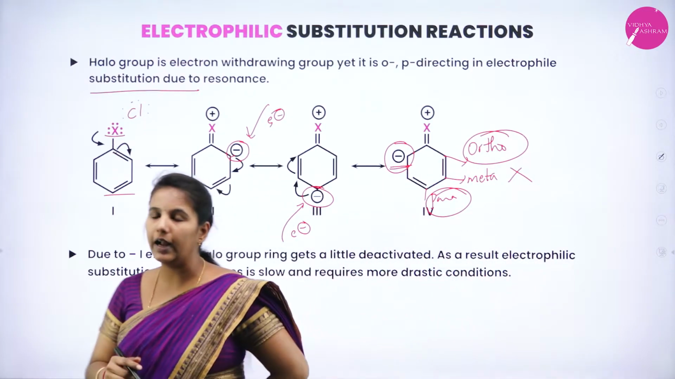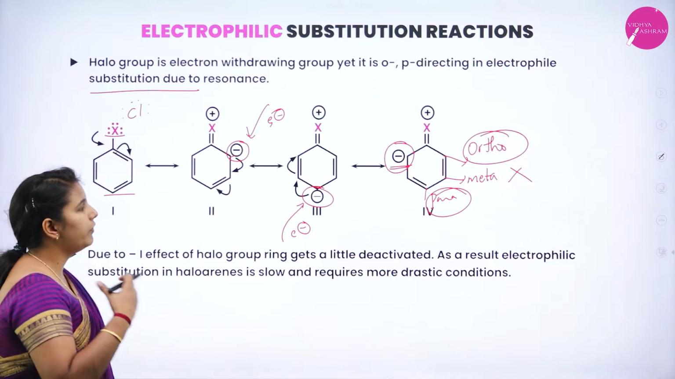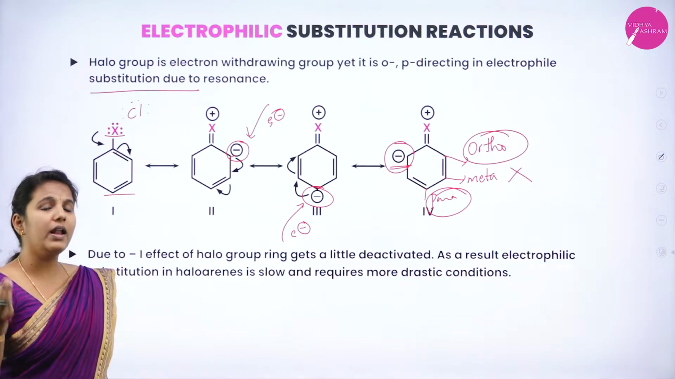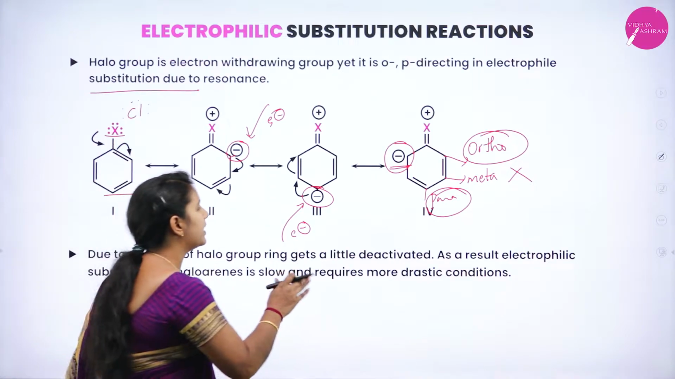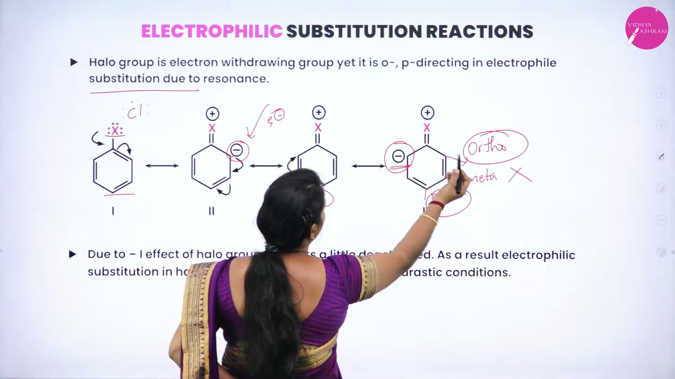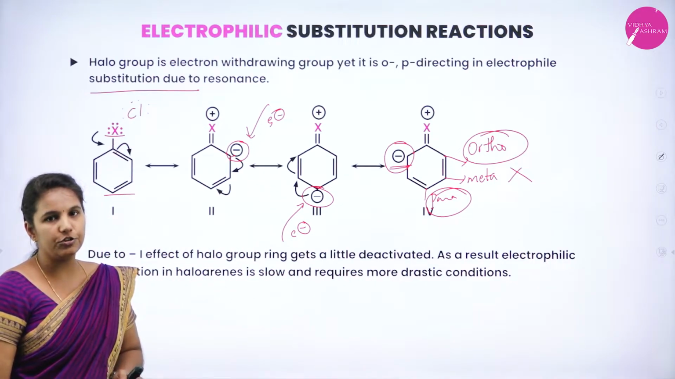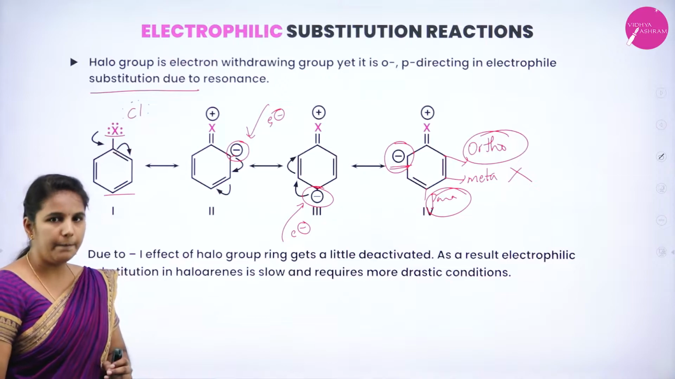This shows that electrophilic substitution reactions also take place in haloarenes, where the electrophile attacks especially at the ortho as well as the para position, thereby forming an ortho substituted product and a para substituted product.